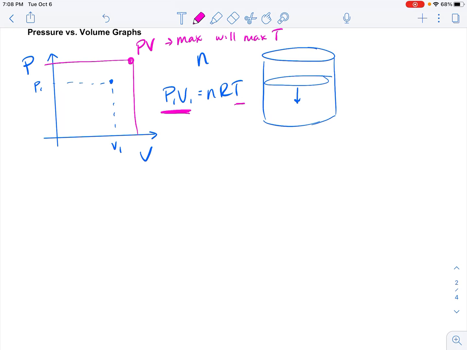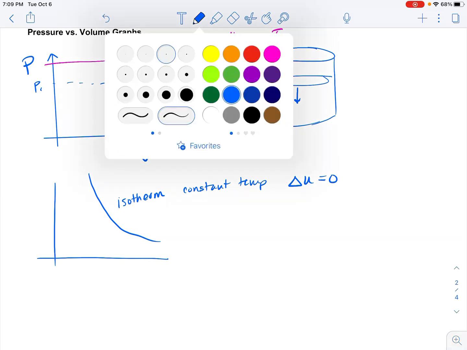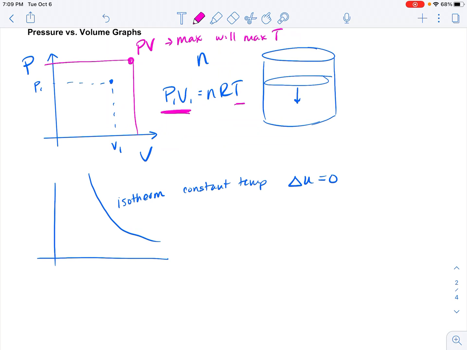Okay, another thing we looked at were some shapes on a pressure volume graph. If you see a shape that looks kind of like that, a hyperbola, it may be an isotherm, meaning constant temperature, meaning that delta U is 0. The change in internal energy is 0. If you see two curves and one is steeper than the other, the steeper curve is probably adiabatic.